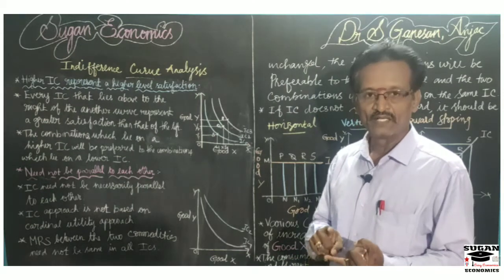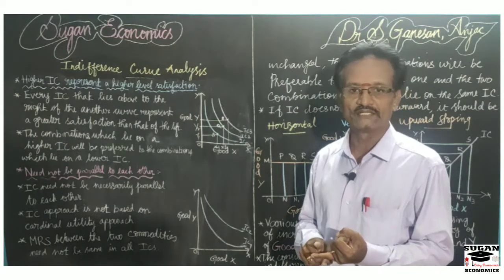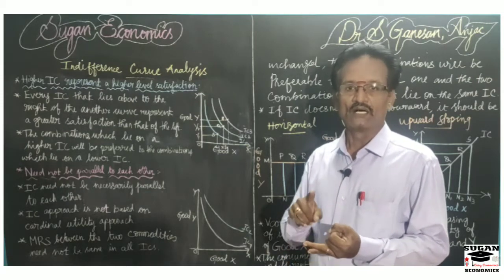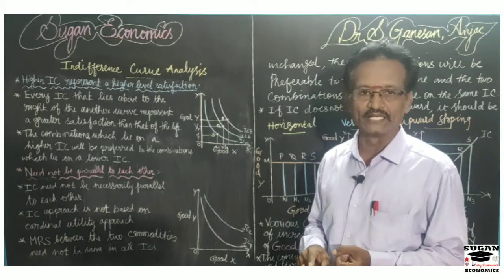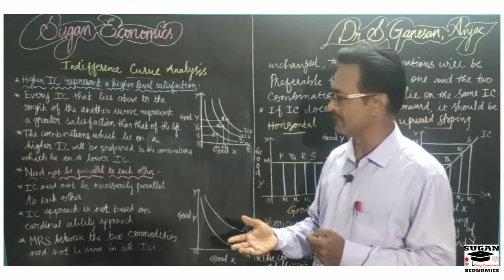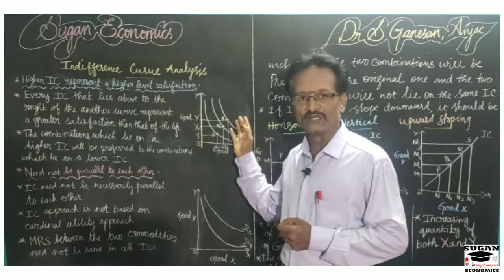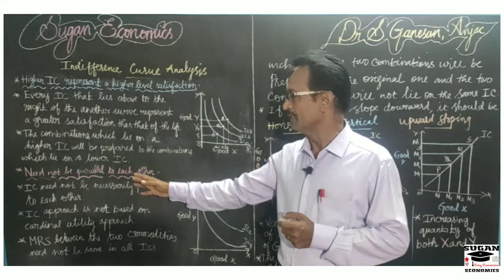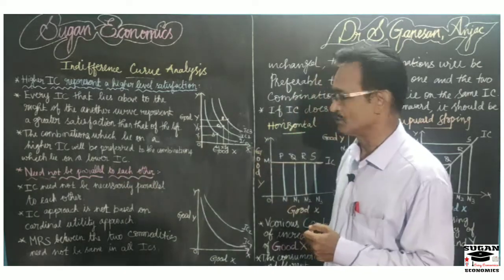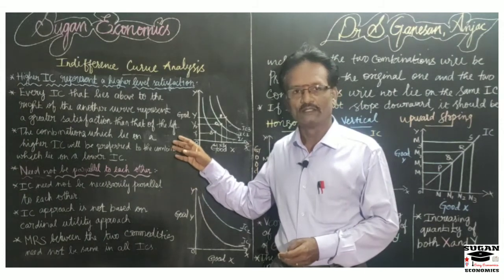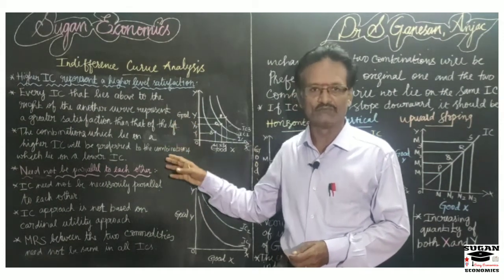So these are the five points you can remember as the properties of indifference curves. Number 1, indifference curves are always downward sloping. Number 2, indifference curves are convex to the origin. Number 3, indifference curves neither touch nor intersect each other. Number 4, a higher indifference curve represents a higher level of satisfaction. Number 5, indifference curves need not be parallel to each other. Dear students, I think you are all well clear about the properties of indifference curves.